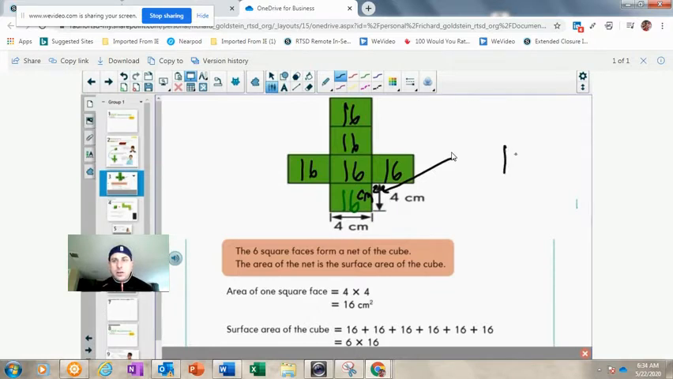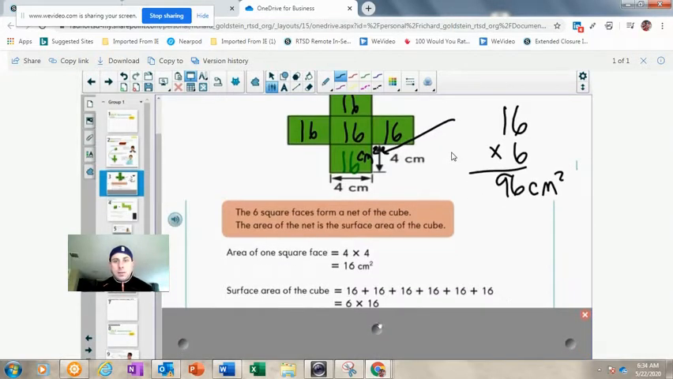So there are 2 ways you can do this. You can just add up your 16s, or you can multiply 16 times the 6 faces. And in that case, you would get 96 centimeters squared.